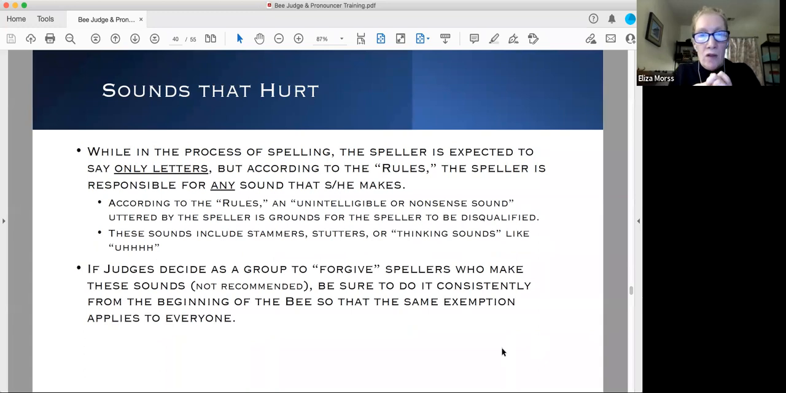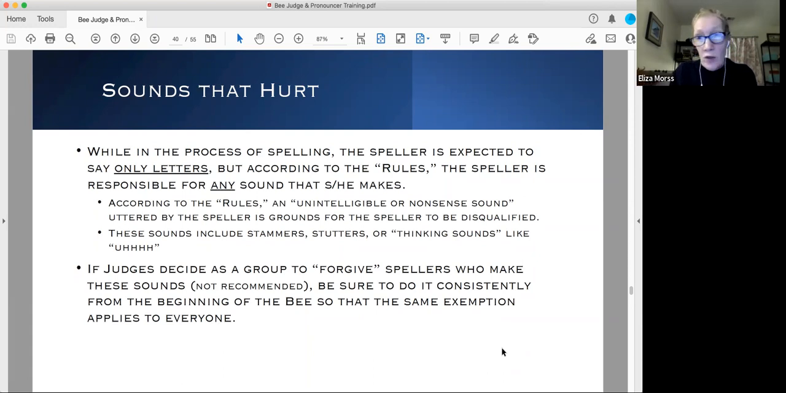Okay, so the sounds that hurt. You're a judge, and I'm going to talk about the sounds that the spellers could make. And as I put it here, the sounds that hurt. Well, in the process of spelling, the speller is expected to say only letters. But the fact is, according to the rules, the speller is responsible for any sound during the spelling process that she makes or he makes.